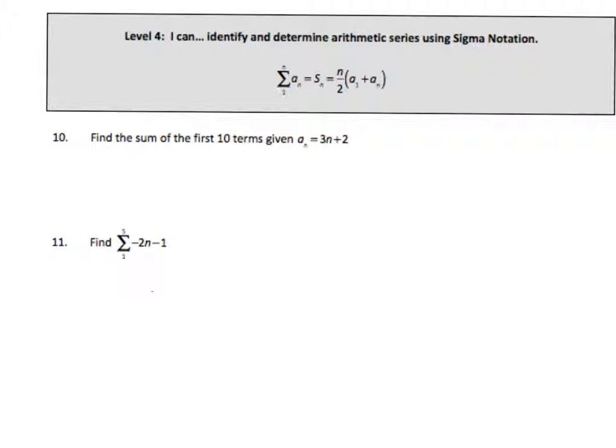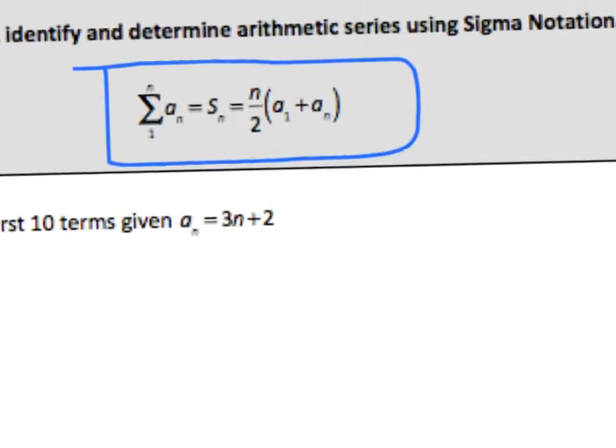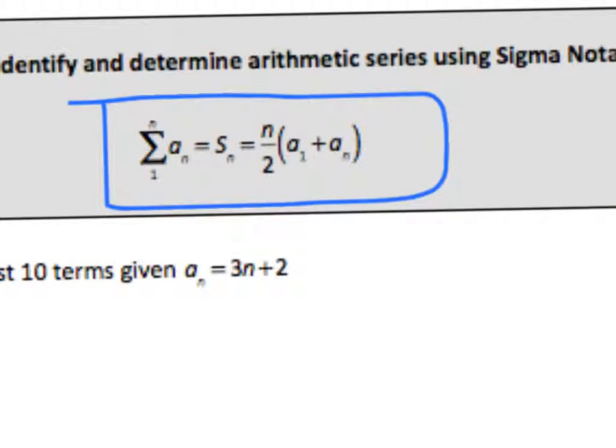So in number 10, it says find the sum of the first 10 terms given a sub n, so this is the rule, is 3n plus 2. Well, up in the box gives you a little hint here. What this means is that this one on the bottom tells you that you're starting from the first term. This n on top tells you where to stop. So the first term, the fifth term, the eighth term, whatever it is.